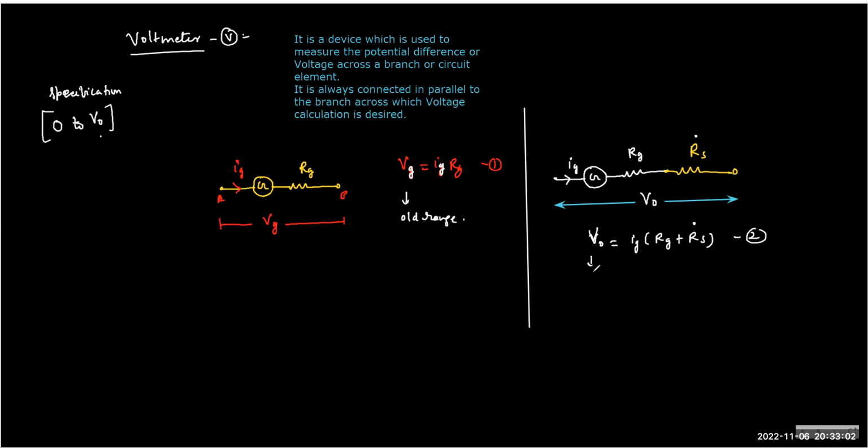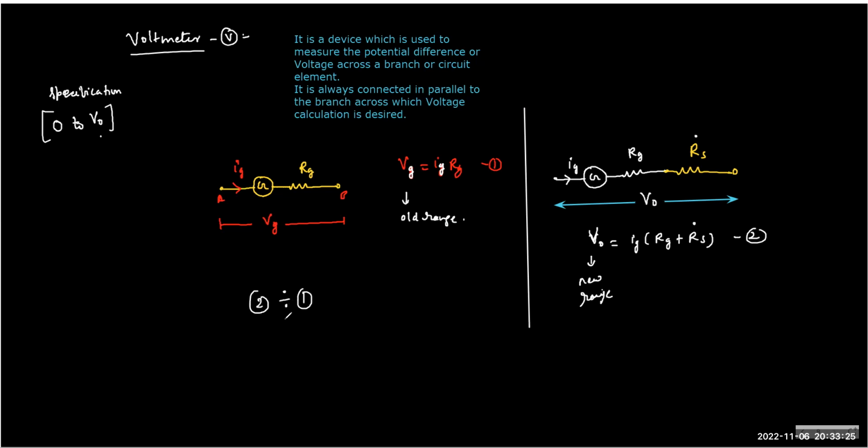See, this is the new range. We need to know the new range. We need to know the old range, right? What we don't need to know here? RG. IG, because IG is the old range for current. So in voltage calculation, we don't need IG. So to get rid of IG, what can we do? We can divide. That's an easy way, right?